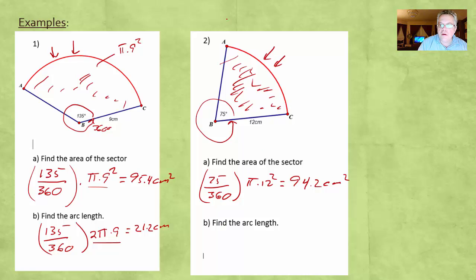We want to know the length of the arc, this piece from A to C right here. Well, it's part of the circumference. It's 75 out of 360, or 75 360ths of the circumference. So that's the fraction. We multiply it by the total circumference, 2 times pi times 12. We get 15.7 centimeters.